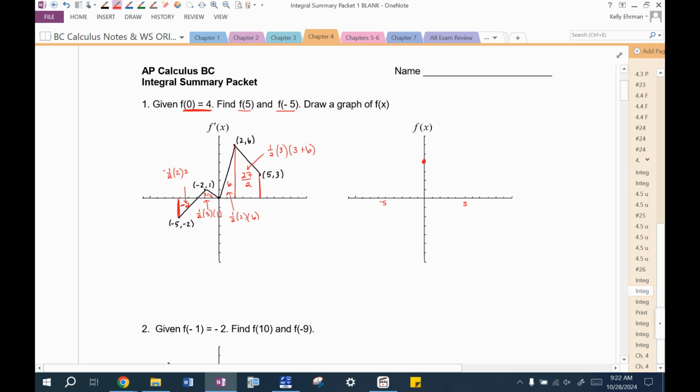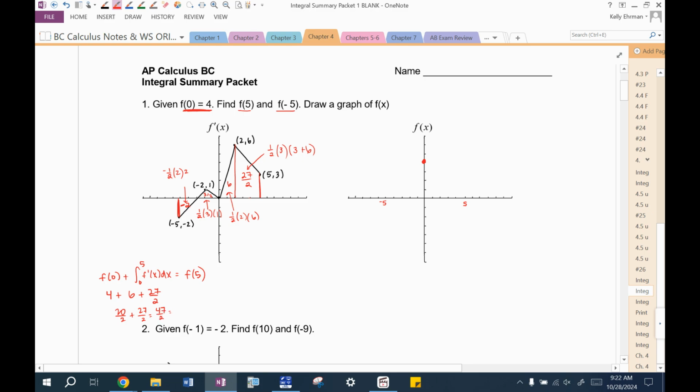So, okay, if I'm going from 0 to 5, I would start like this. f of 0 plus the integral from 0 to 5 of f prime of x dx is equal to f of 5. All right, so we know f of 0 is 4. What's the area from 0 to 5? So we're just looking at this chunk here. So plus 6 plus 27 over 2. So this is 10 plus 27 over 2. That's 20 over 2 plus 27 over 2. That's 47 over 2.